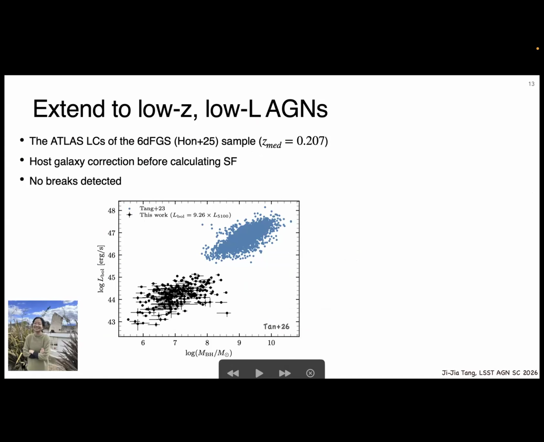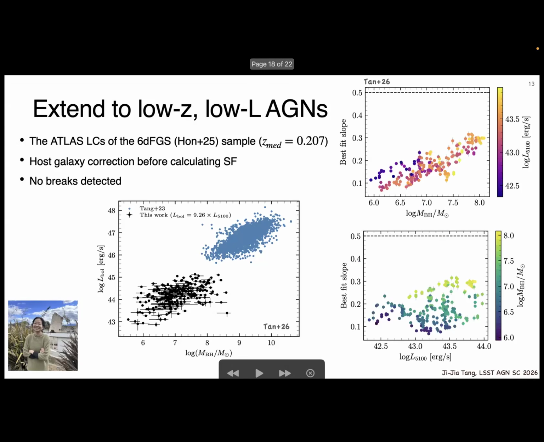There's another work done by another student at Australian National University, ANU, and she's been working on the structure function for a low redshift, low luminosity AGN sample. She corrected for the host galaxy and calculated the SF, and the black dots are her sample, and the blue dots are my sample. In her results, she didn't find any breaks, but she also found that the slopes are dependent on physical parameters.